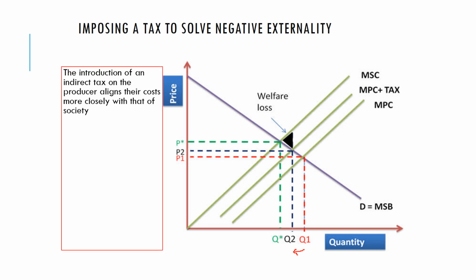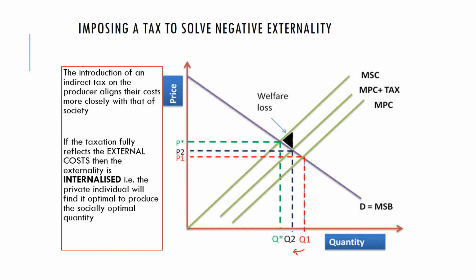So the introduction of an indirect tax on the producer aligns their costs more closely with that of society. If the taxation fully reflects the external cost, then we say the externality is not external anymore, it's become internalized, i.e. it's become part of the thinking process of the private individual. And so we can go about trying to solve the market failure through the government imposition of a tax.